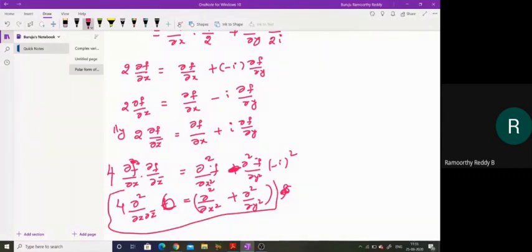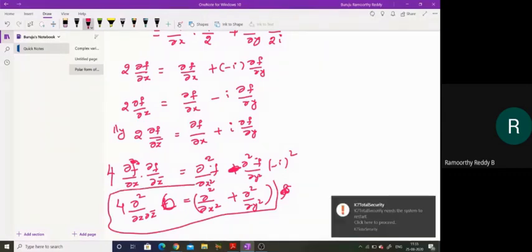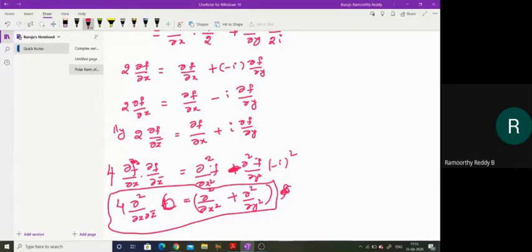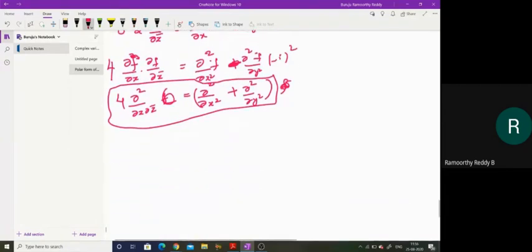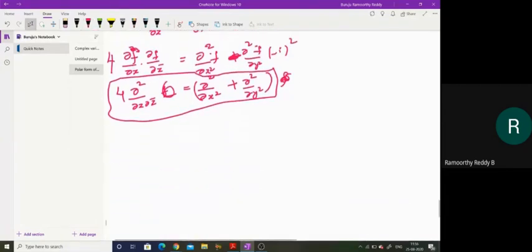Before proving, you have to know the terms. If you know the terms and if you know the differentiation, then you easily get the answers.